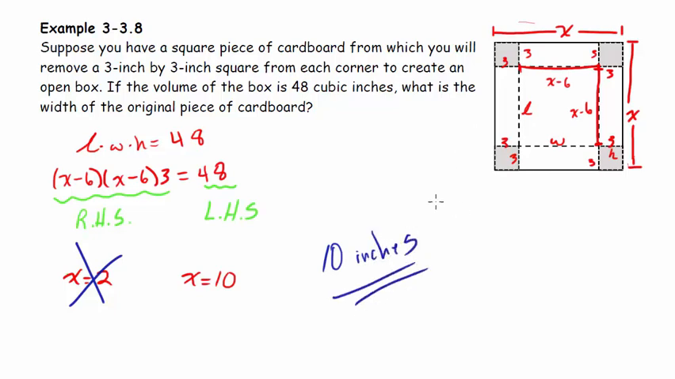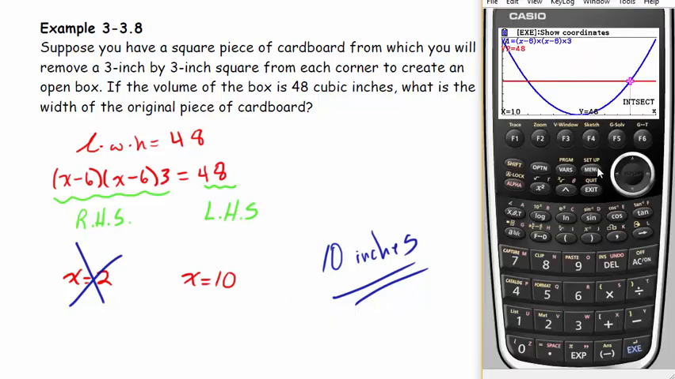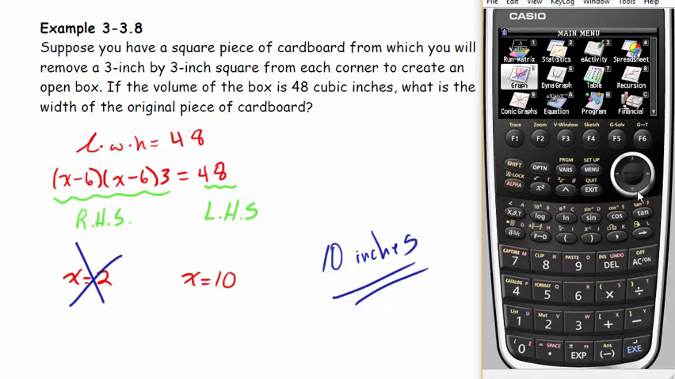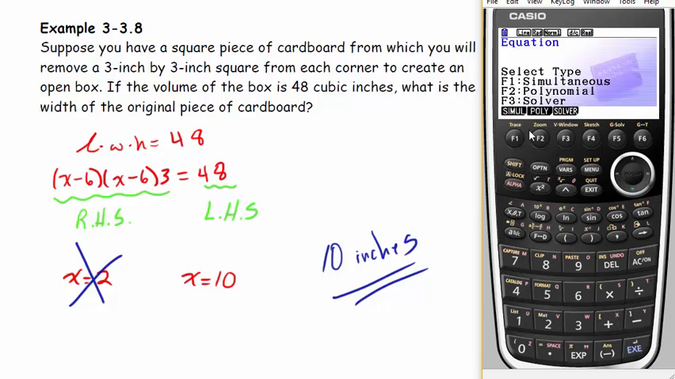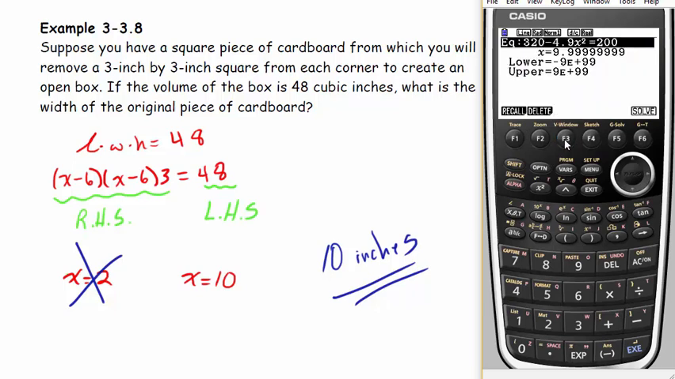Okay, now let's try to do this with the solver. If I go to my equation menu, I'm going to go to the solver, and I'm going to enter my equation. So we had x minus 6 times x minus 6 times 3. To get our equal sign, we're going to hit Shift and then the decimal, 48.